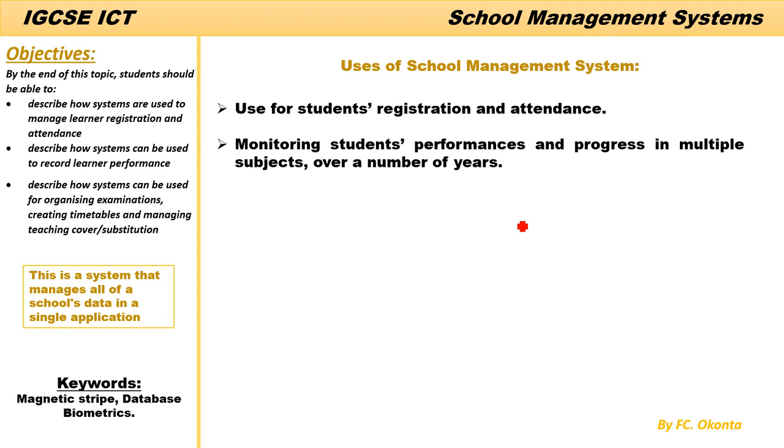So two uses of the school management system now are to manage student registration and attendance, and the second one is to monitor student performances and progress. Another use of the school management system is for organizing school examination, e.g. CBT. CBT means computer-based test. So the school management system can be used to organize exams.